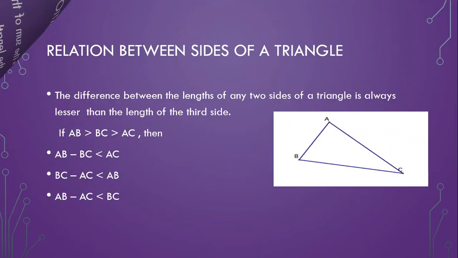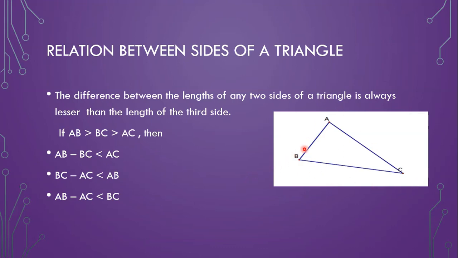One more relation we have regarding difference. The difference between the lengths of any two sides of a triangle is always lesser than the length of the third side. In the previous slide what you learnt, the sum of the lengths of any two sides of a triangle is always greater than the length of the third side. But when we take difference, you can say the difference between the lengths of any two sides of a triangle.